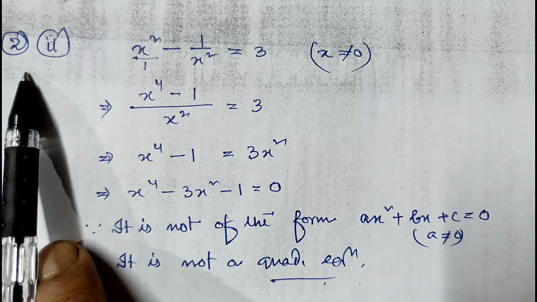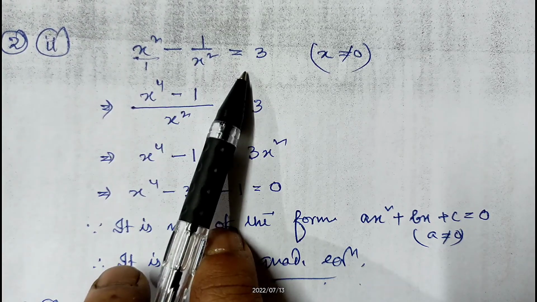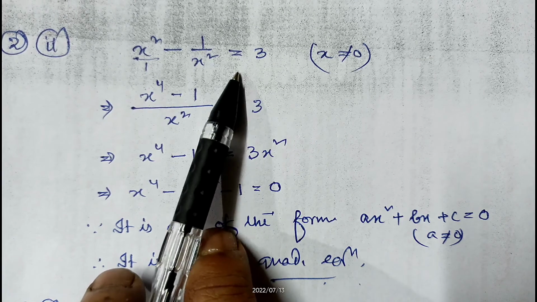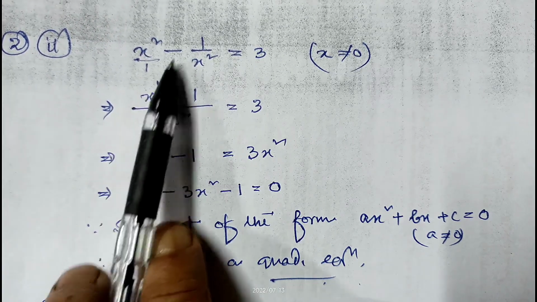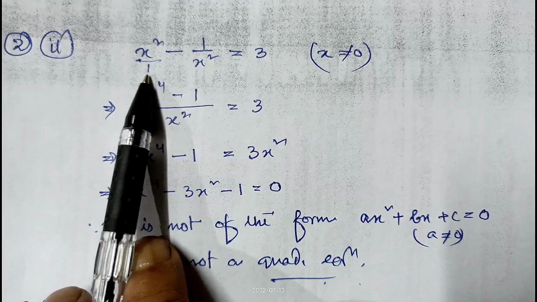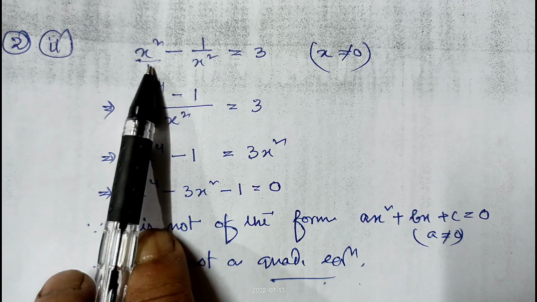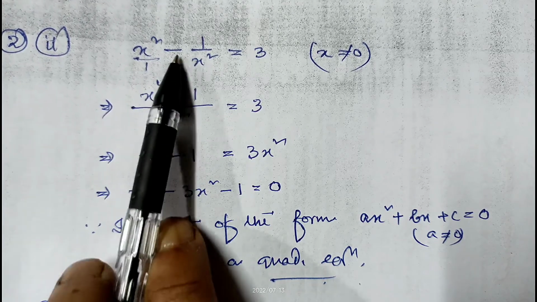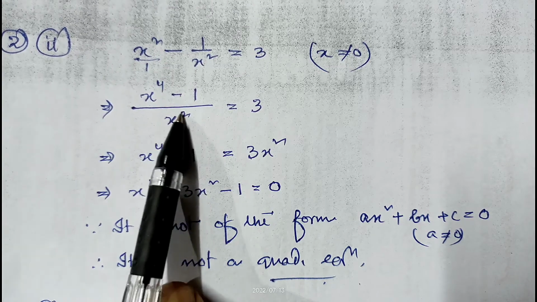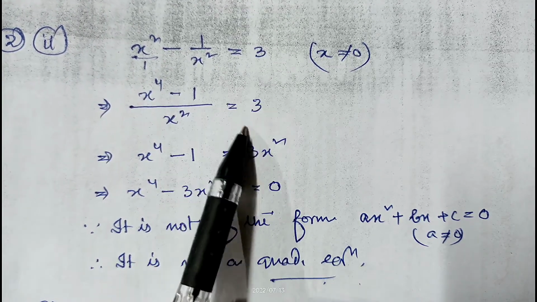In second part of question number 2, question is x square minus 1 by x square equals to 3, and we have to check whether it is quadratic or not. Here also we can write x square by 1 minus 1 by x square. 1 and x square, LCM will be x square. X square divided by 1 is x square. X square into x square, x to the power 4, minus x square divided by x square is 1, equals to 3.